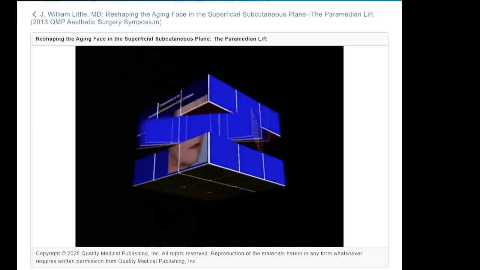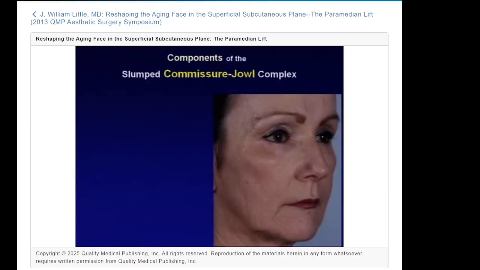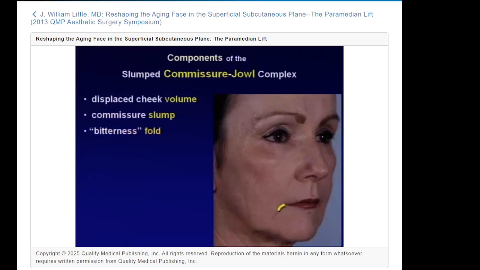Okay, the puzzle of the jowl for a minute. Well, there are a lot of things that go into a jowl for me, more than just the jowl. There's the obvious displaced cheek volume. There's a pillow down there out of position. There's a commissure slump frequently, often accompanied by a bitterness fold, and many times a marionette line accompanies that jowl, and there's segmental jawline ptosis.